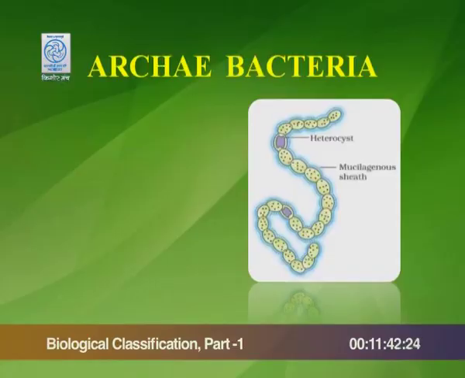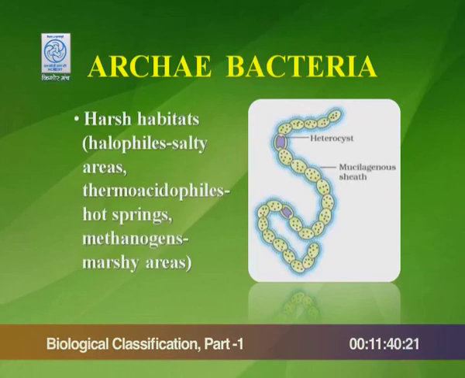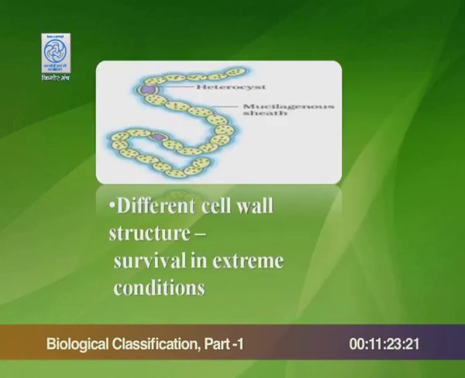It includes archaebacteria and eubacteria. Archaebacteria are found in harsh habitats. They are halophiles, found in salty areas, thermoacidophiles, that is in hot springs, and methanogens in marshy areas. They have a different cell wall structure which helps their survival in extreme conditions.